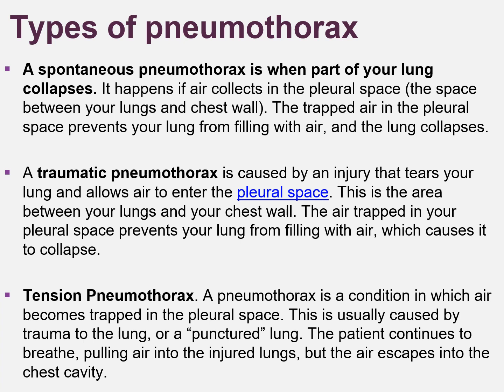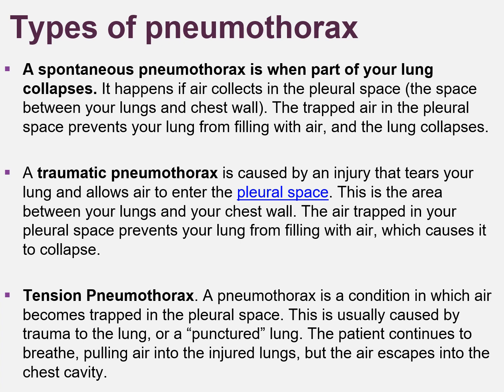A spontaneous pneumothorax is when part of your lung collapses, and it can happen if air collects in the pleural space. The trapped air in the pleural space then prevents your lung from filling properly with air, and it collapses. A traumatic pneumothorax is caused by an injury that tears the lung and allows air to enter that pleural space. The air is then trapped between the lung and your chest wall, and the air trapped in the pleural space prevents your lung from filling with air, and that causes it to collapse.